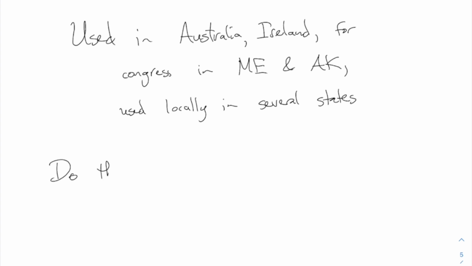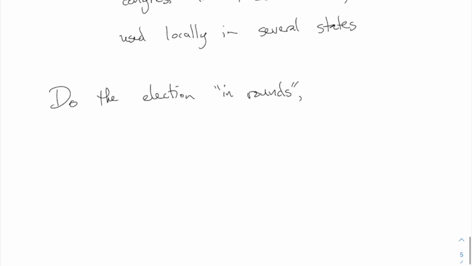You do the election in rounds. And I don't mean you actually ask the people to go back and vote again in a second round. All of the rounds happen mathematically speaking. Everybody just votes once, but then you figure out who the winner is in rounds, and in each round you eliminate one of the candidates. Each time you eliminate the one with the fewest votes.